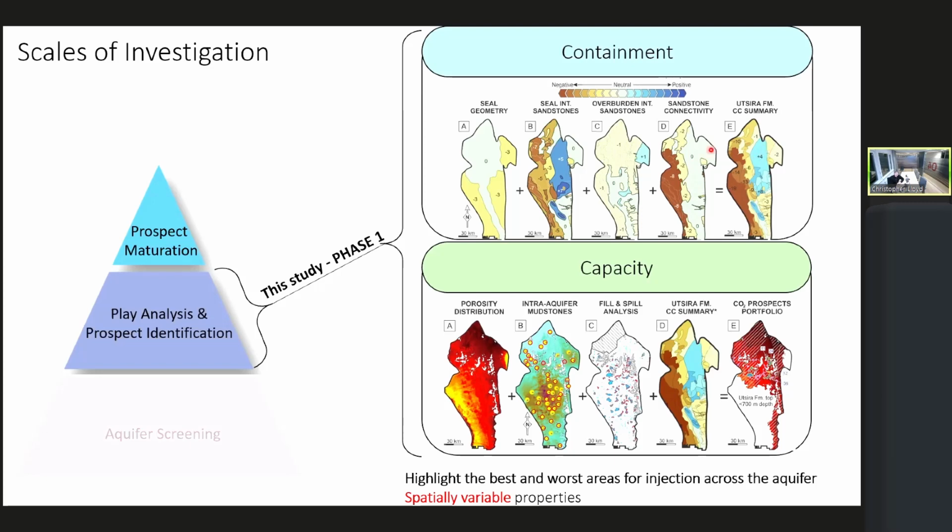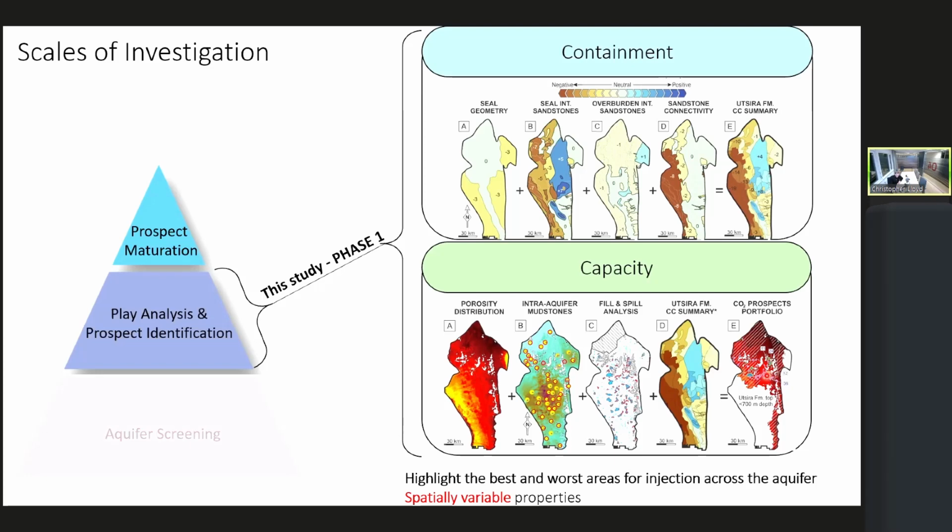And then the other thing we have to look at is capacity. So we have to look at the reservoir itself. So porosity distribution, where we have intra-aquifer mudstones, are they baffles or are they barriers to flow? We look for structural closures, and then integrating this with our containment assessment, we're able to highlight the best areas for storage, and then we can look for prospects just within that area.